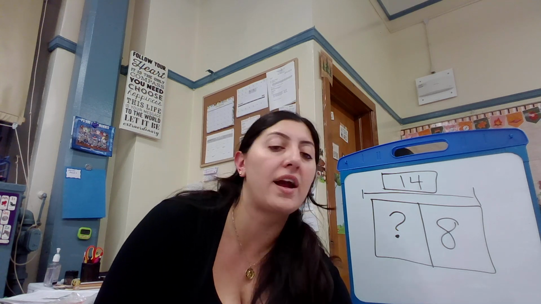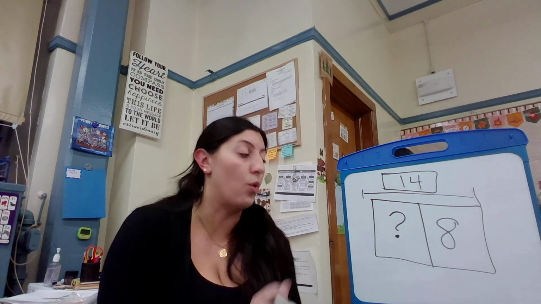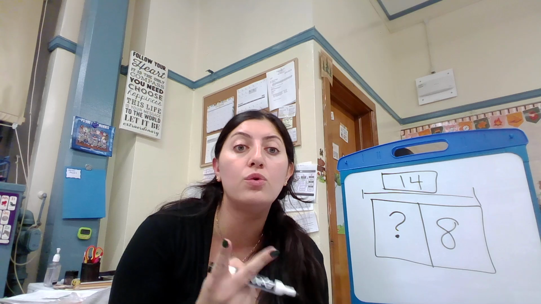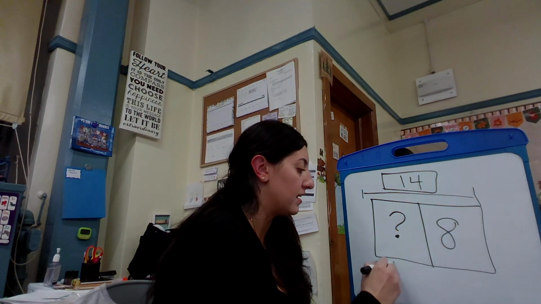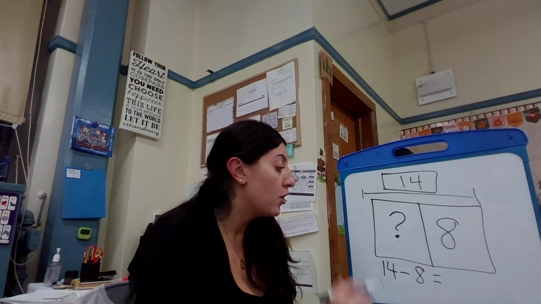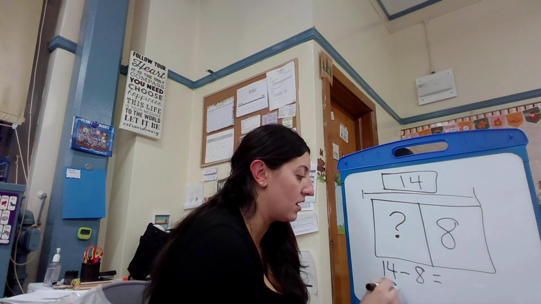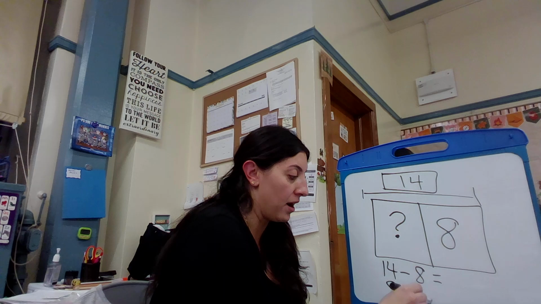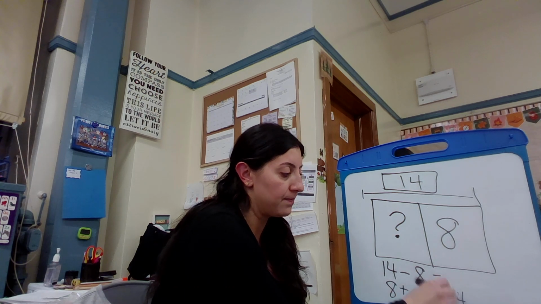Now we are trying to find out how many points he scored at first. We're trying to find out what the question mark represents. So there are two ways we can solve this problem. We can take 14 minus 8 to give us our question mark. We could take 8 plus a number which equals 14.